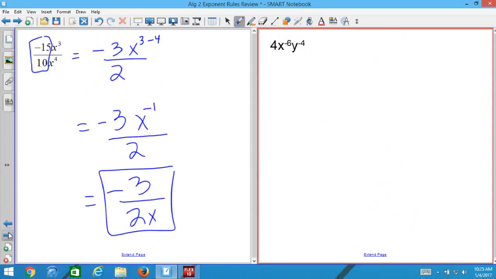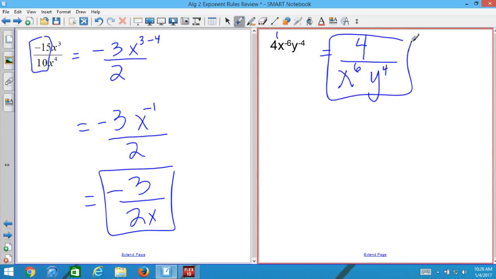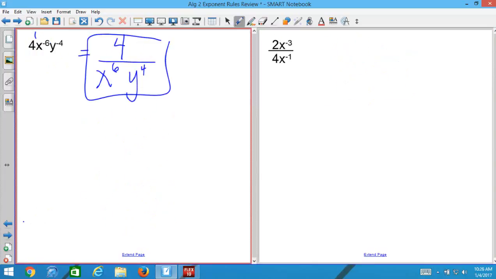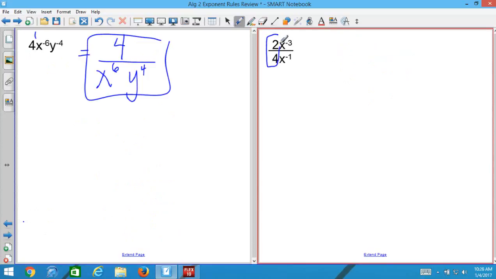So 4x to the negative 6, y to the negative 4. The 4 doesn't go anywhere because it has an exponent of 1. X to the 6, y to the 4th, go to the bottom. Last one. Right. 1, 2 on the bottom. So 2 divided by 4 is a half.